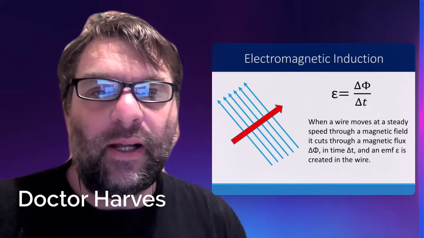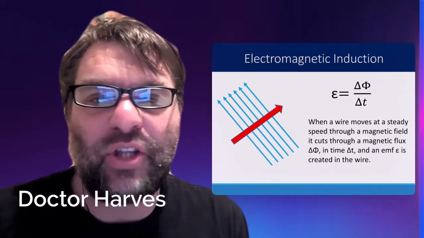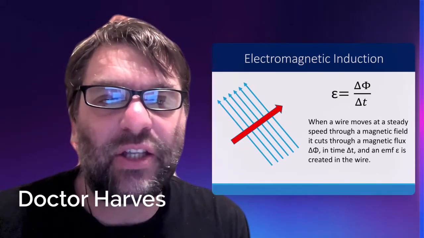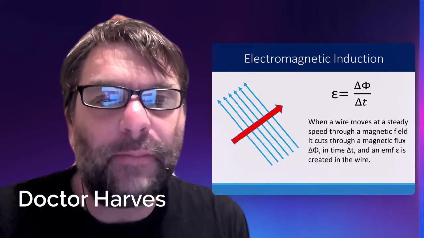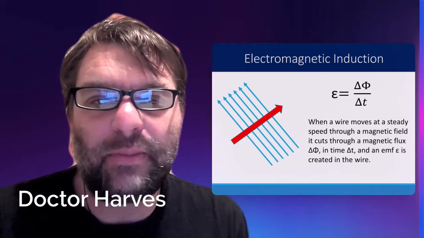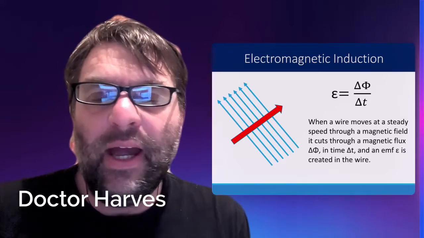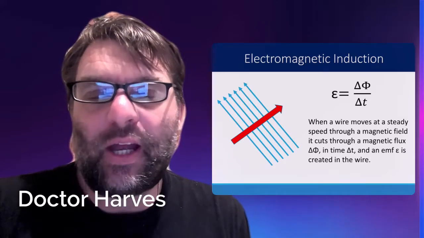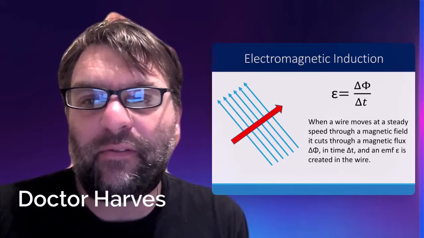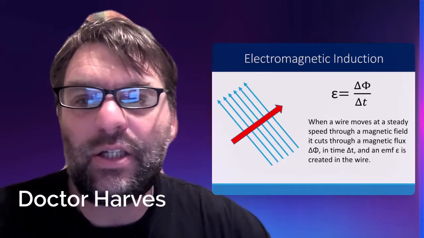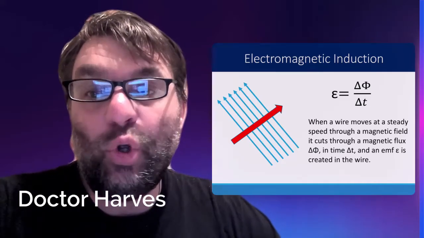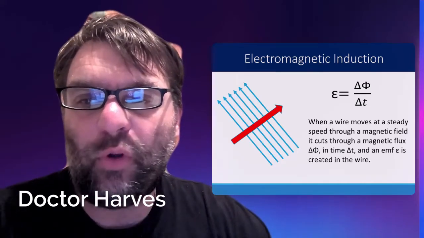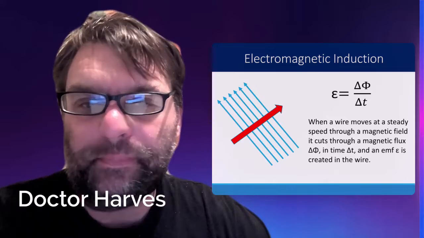In terms of electromagnetic induction, basically what happens is a wire moves steadily at a speed at 90 degrees to the magnetic field, through this magnetic flux. At a certain time, it will generate an EMF. So EMF equals the change in the magnetic flux divided by time. You can change that by either moving the magnetic field or moving the conducting wire.